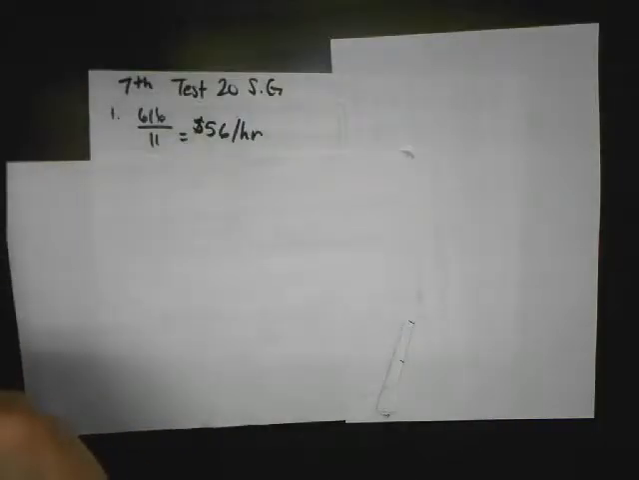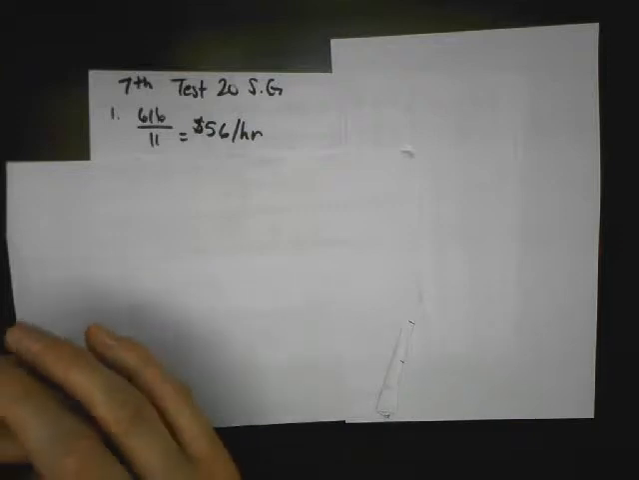7th grade math, test 20 study guide, problem number 1 says a man charges a proportional fee for his service. For 11 hours he charges $616. And then they give us two fees and ask which of those would be proportional to his.